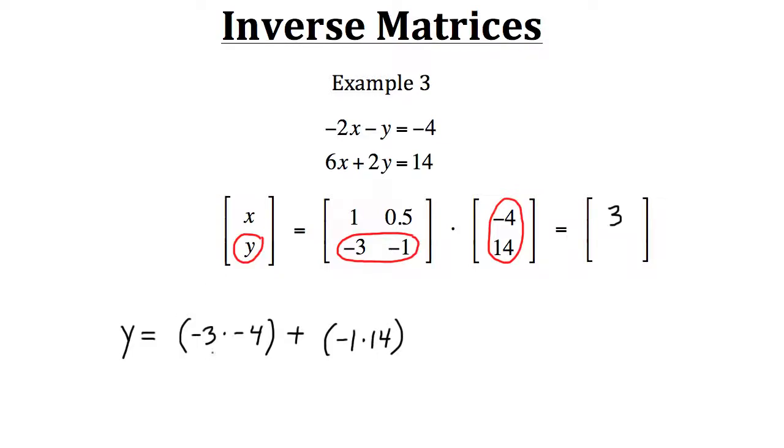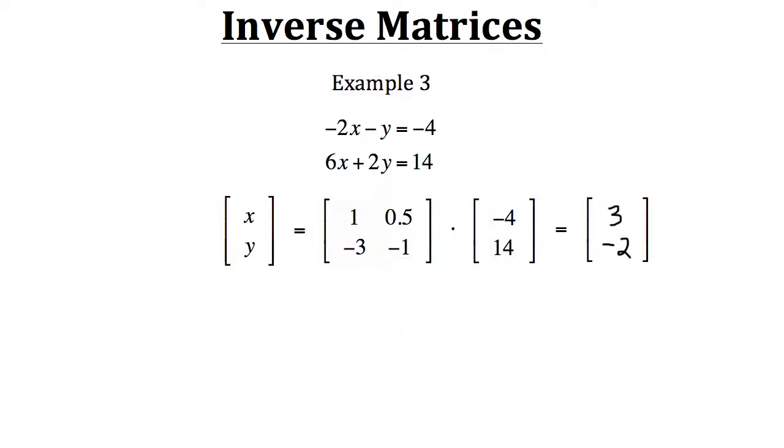When we simplify this, negative 3 times negative 4 gives us a positive 12, and then negative 1 times positive 14 gives us negative 14. So y is going to equal 12 plus negative 14, which is the same thing as 12 minus 14. So our y will have a value of negative 2. In the second row and first column of our resulting matrix, we'll have a value of negative 2.